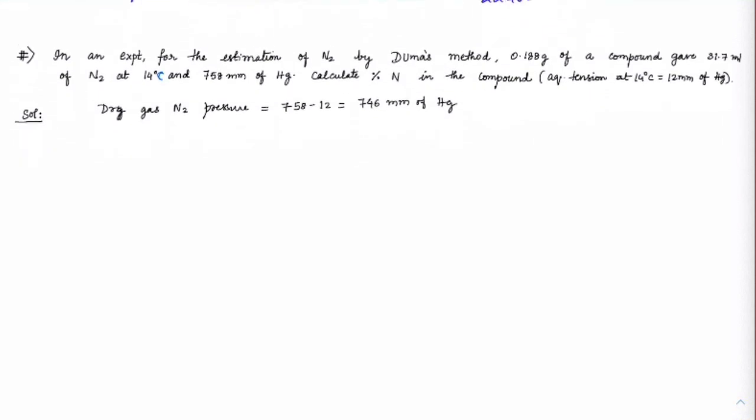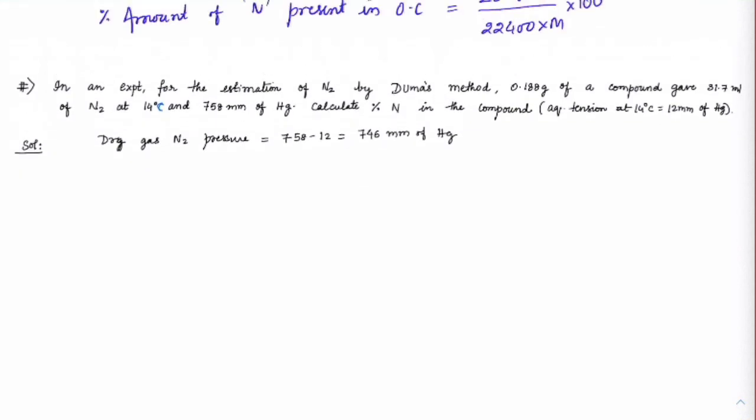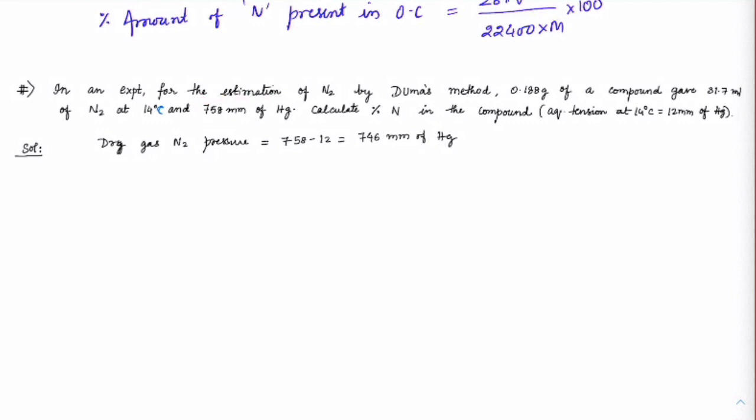Okay. So just to close that, let us end with a question now. Check out. In an experiment for estimation of N2 by Dumas method, 0.188 grams of organic compound was present, which is giving 31.7 ml of N2. So volume is given for N2 gas as 31.7 ml. Temperature is given as 14 degrees centigrade. Pressure which was collected is given as 758 mm. This is the pressure which was read. Calculate the percentage of nitrogen in the compound.